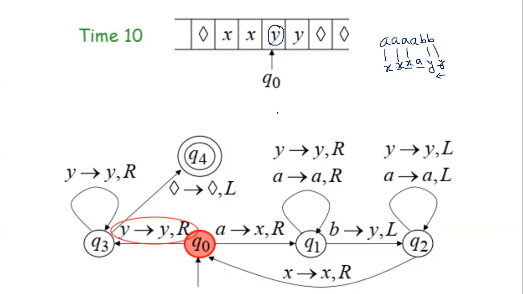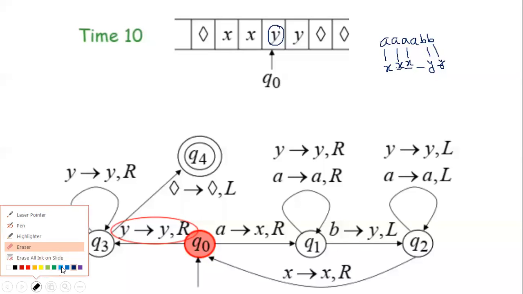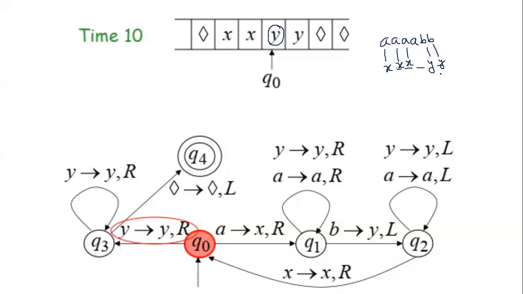Because when you are, say you are pointing here, what is the state you are in over here? After converting the first A to X, you will go towards right and you will stay in Q1. That means you will be in Q1. Is this clear? Yes.